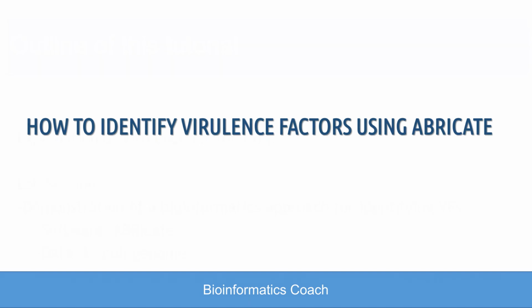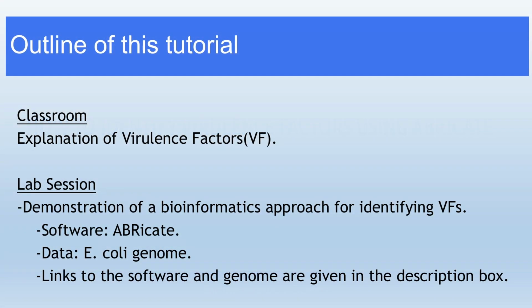In this tutorial, I'm going to first give a brief explanation of what virulence factors are. And in the lab session, I will demonstrate how virulence factors can be identified using a bioinformatics approach. The software that will be used for this task is called Abricate and it's publicly available. I will use the E. coli genome as an example data from which the virulence factors will be identified. Links to the software and genome are given in the description box below, so you can check them out.